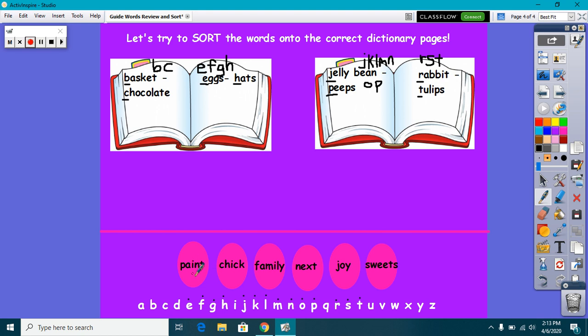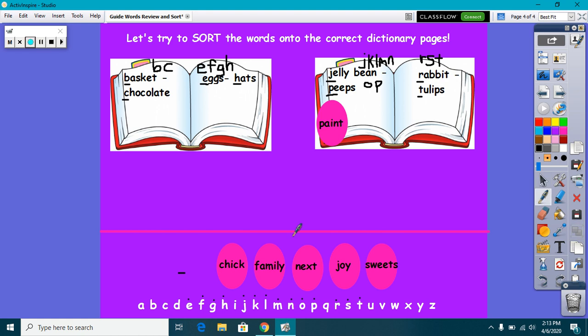So, our first word is paint. I want you to think in your brain, what is the first letter in the word paint? And if you said P, you are correct. So let's look up here and see which page a word that starts with P would be on. So not here, because that's B, C, E, F, G, H, J, K, L, M, N, O, P. There's P. My words that start with P are going to be on this page, so I'm going to drag it up here.